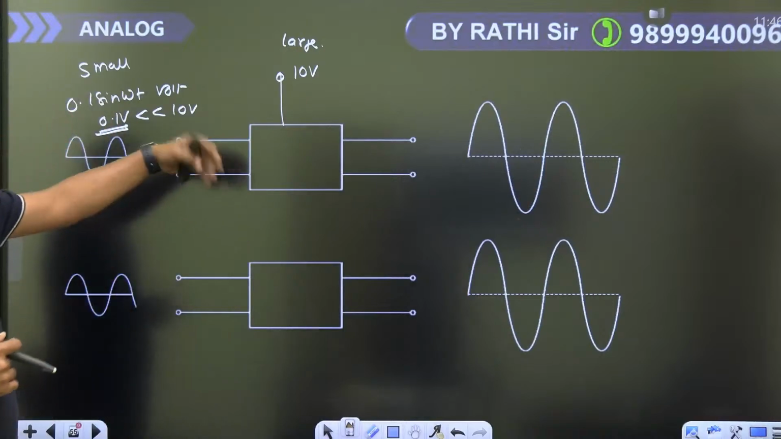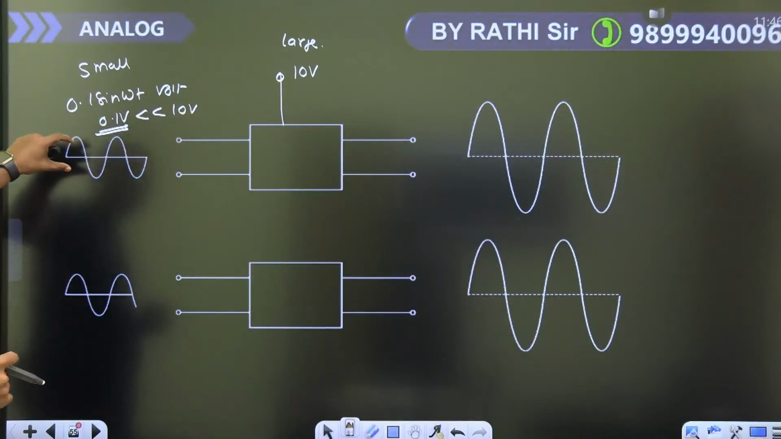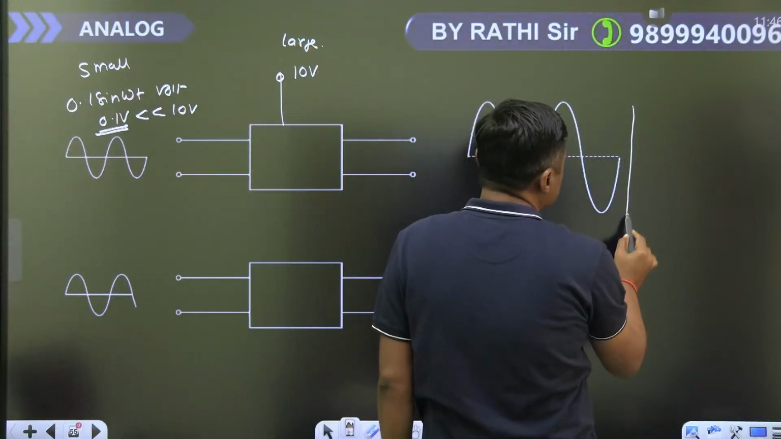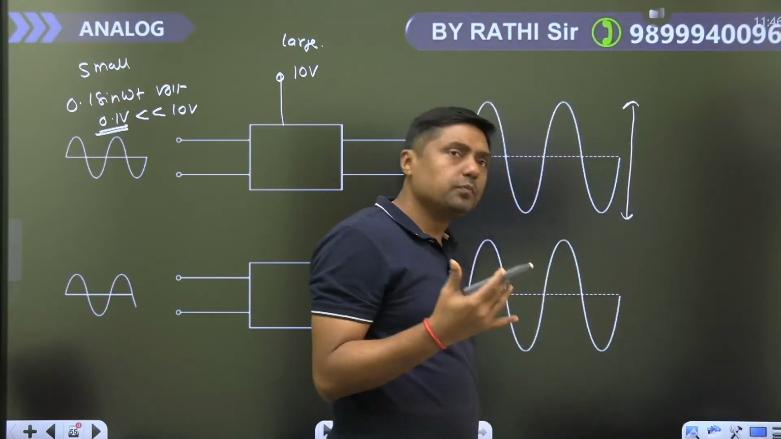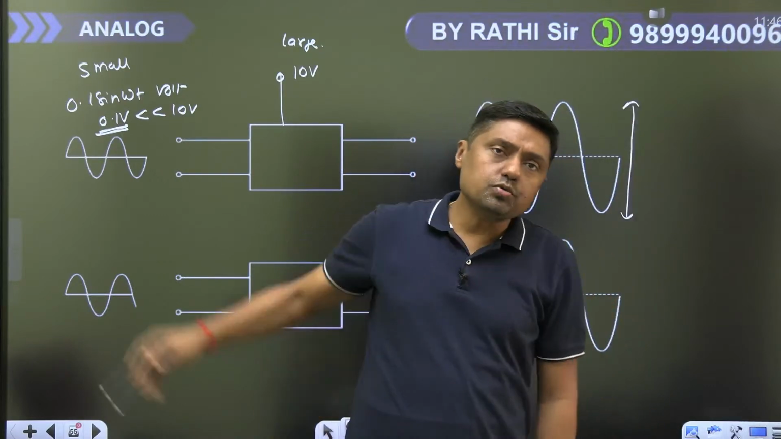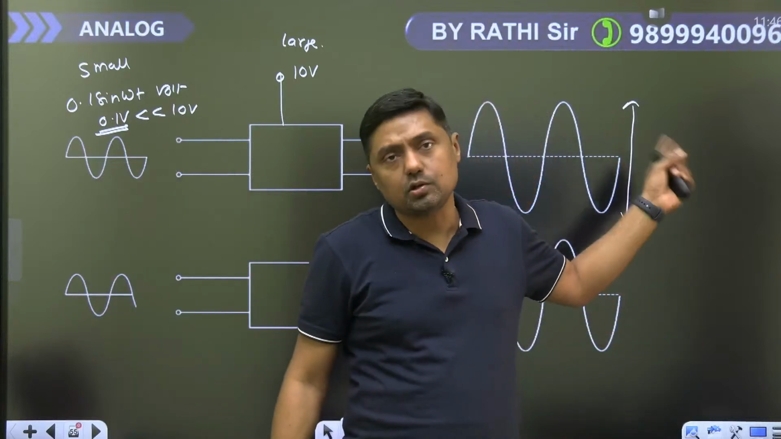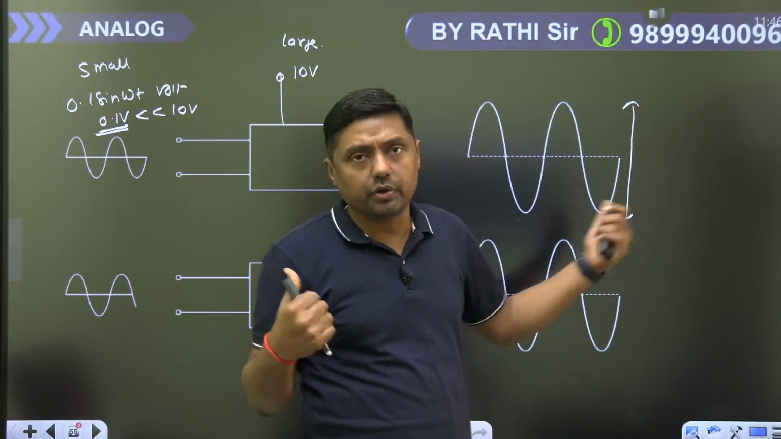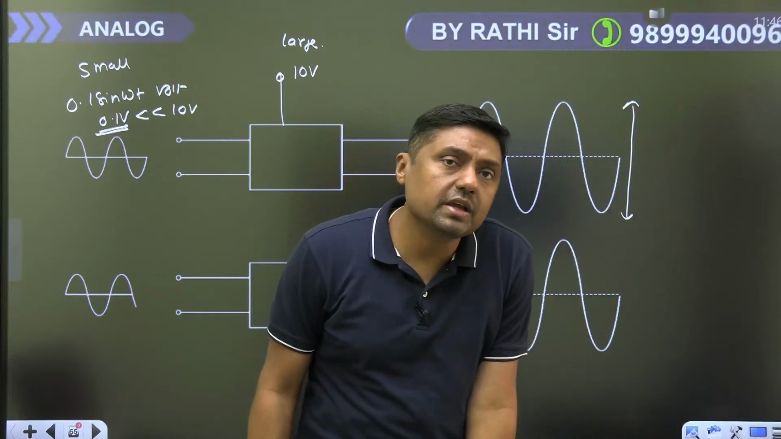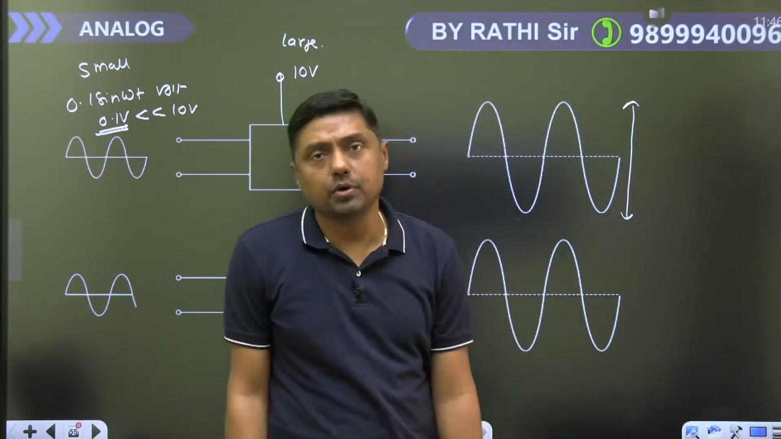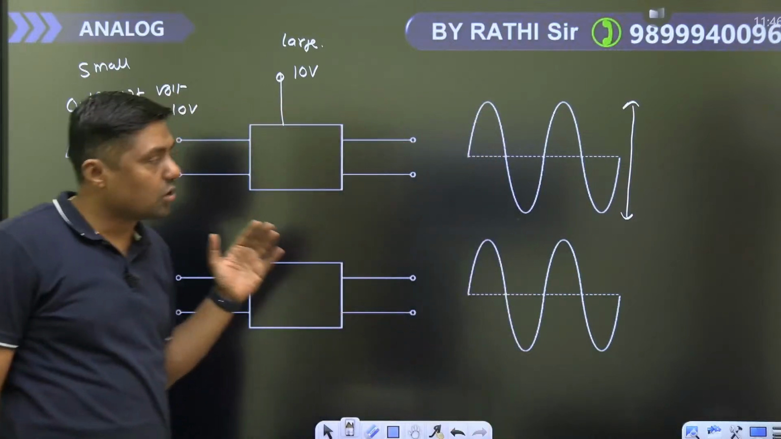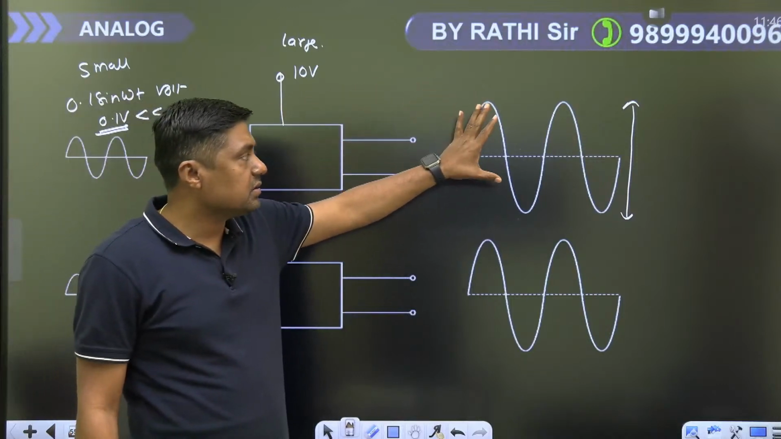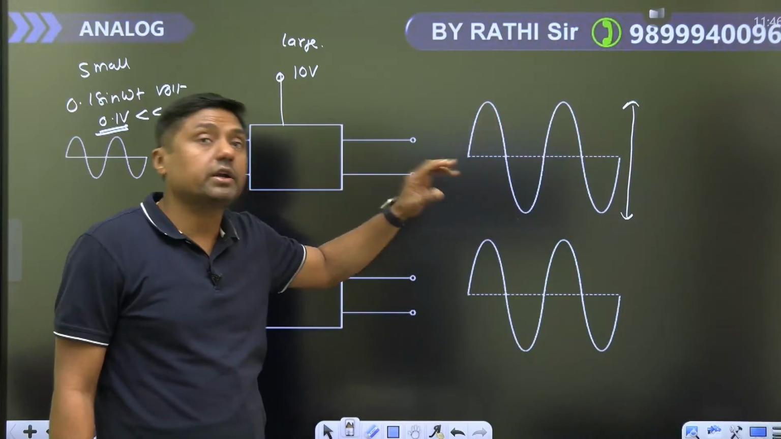So whether it is a BJT or MOSFET, when we are giving the input, the swing increases, but the shape will remain the same. Suppose we give a sinusoidal signal, we have to get a sinusoidal signal. Square wave, output should be square wave. Triangular wave, the shape of the output should be the same as the shape of the input. Then it is called distortionless output. If we get different shapes, then it is called distorted output.